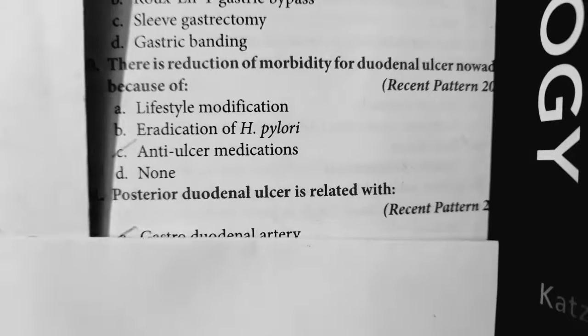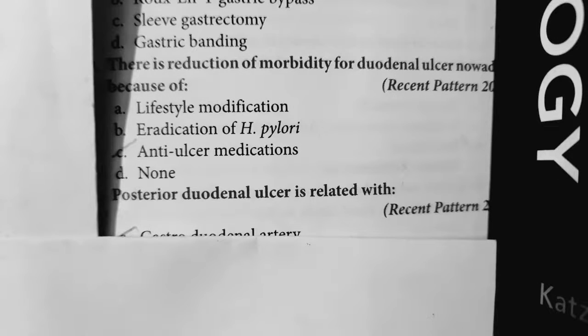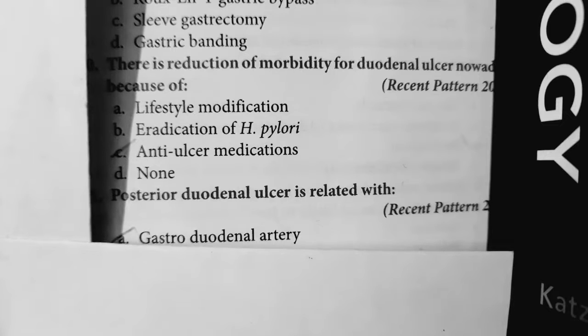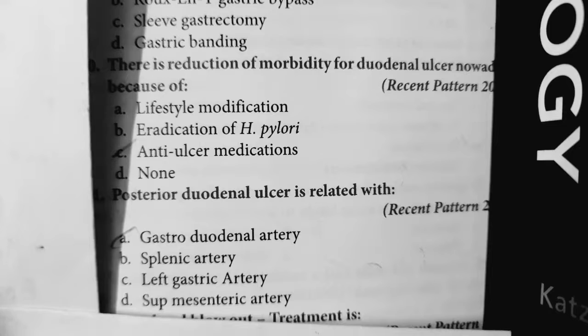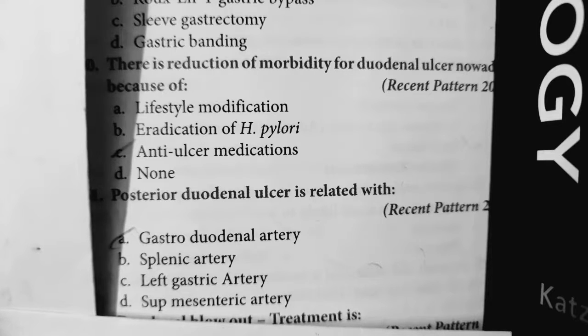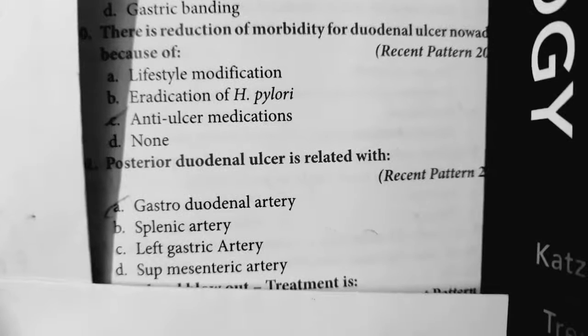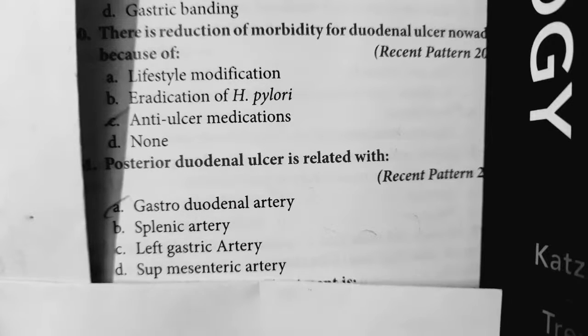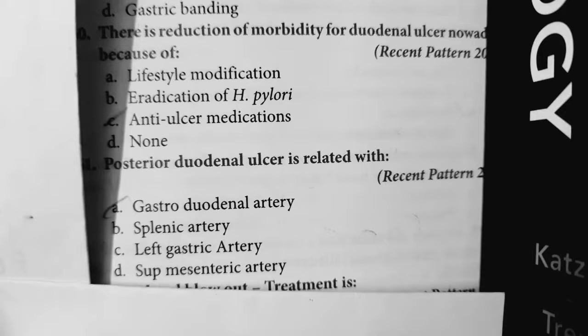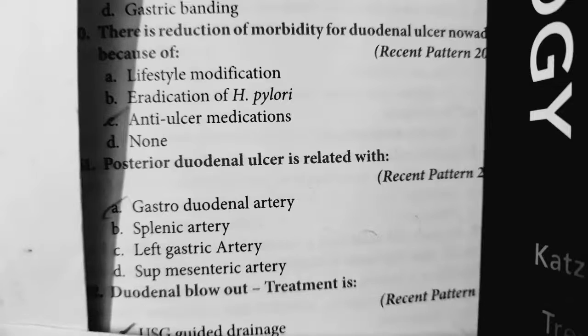Then question number 10. Posterior duodenal ulcer is related to the gastroduodenal artery. Duodenal ulcer posteriorly is related to the gastroduodenal artery, and bleeding in duodenal ulcer is mainly due to the gastroduodenal artery. Bleeding of gastric ulcer is mainly due to the left gastric artery.